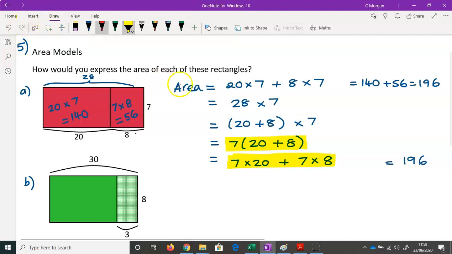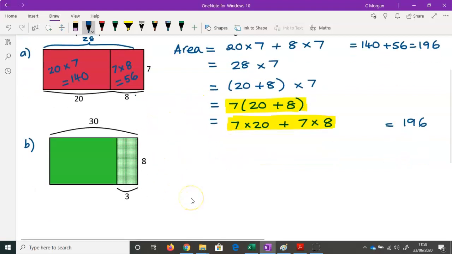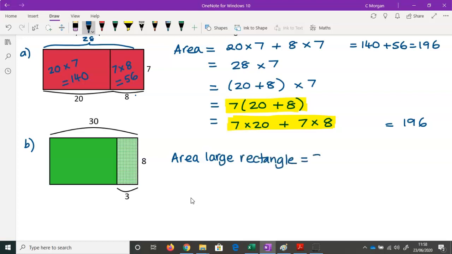The next one, you had to find the area of the dark green rectangle. Now, one thing I could do if I was trying to work out the area of the dark green rectangle is to work out the area of the large rectangle. And if I had to do that, I would do 30 multiplied by 8, which would give me 240.